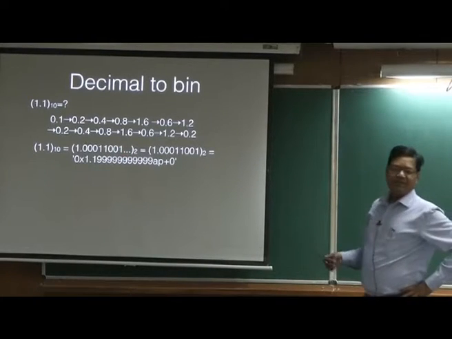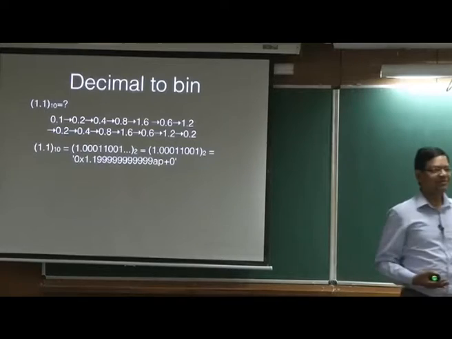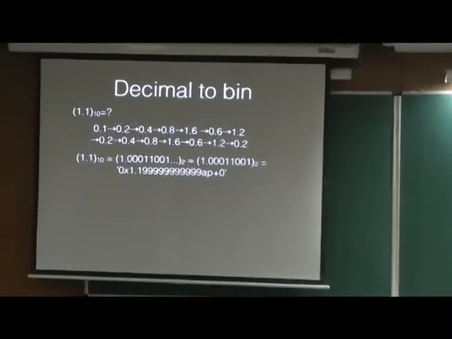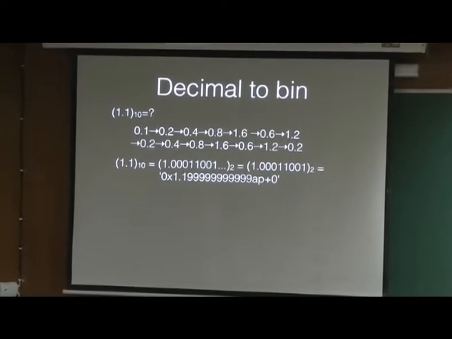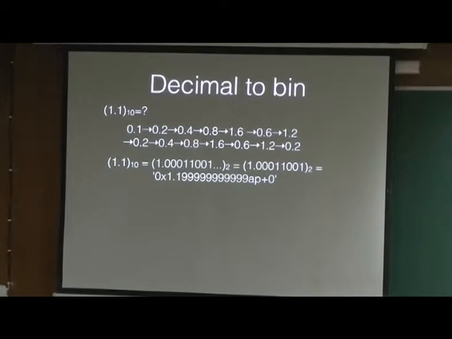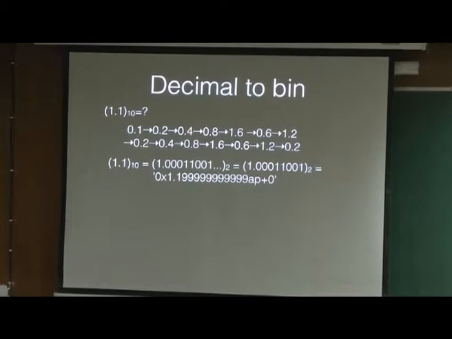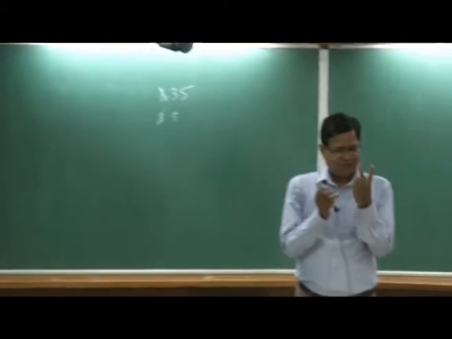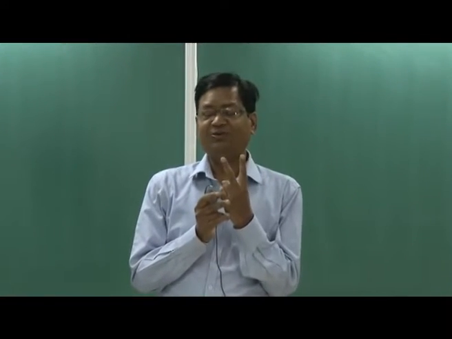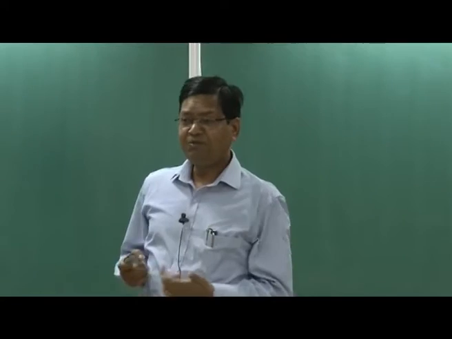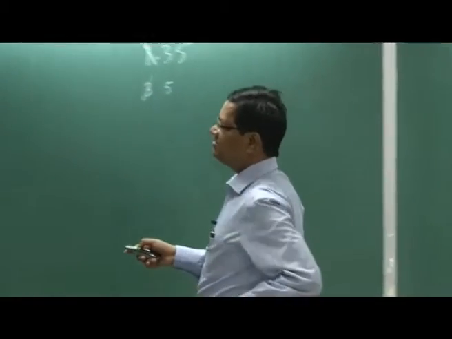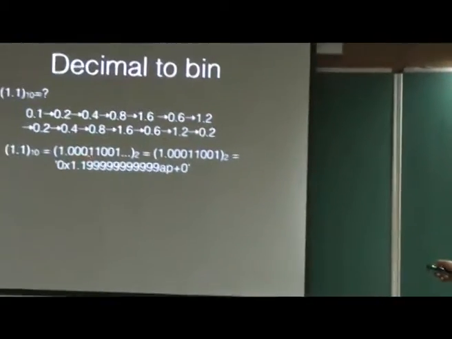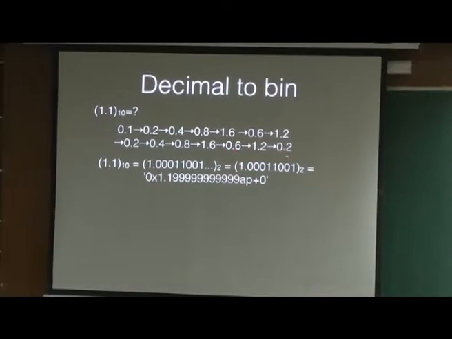It turns out it will not stop. That means 1.1 cannot be represented accurately in a computer. In decimal, 1.1 is possible to represent using 2 decimal digits, but not in a binary computer. Here you see a recurring pattern. After 0.2 it will recur. So it is recurring, and it cannot be represented accurately in the computer.